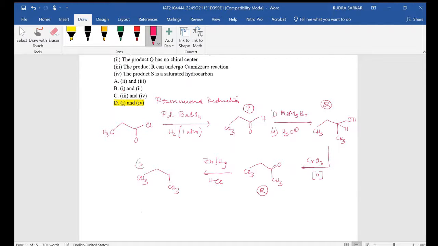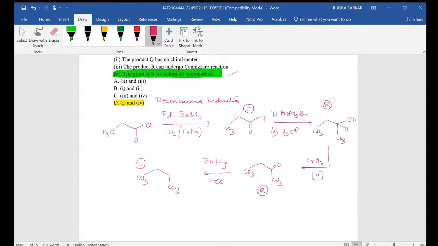So the product S, as it says in the statement, like this one, the product S is a saturated hydrocarbon, so this particular statement is true.